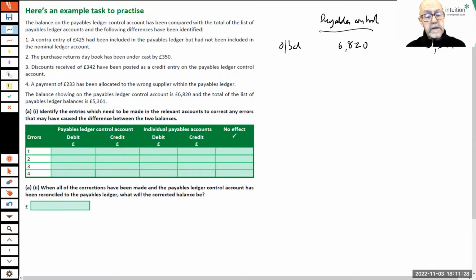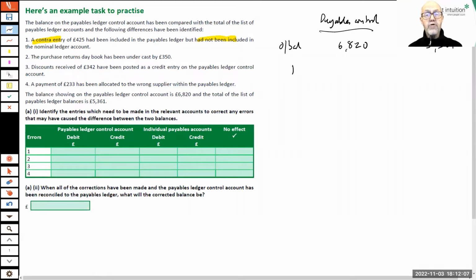Now I look at each of these. Item 1, a contra entry has been included in the payables ledger, that's the supplier list, but has not been included in the nominal ledger account. So now you have to know that the payables control is in the nominal ledger, the main ledger, the general ledger. We give it a new name every 10 years, don't we? Used to be called a private ledger. So we need to know that that is in the nominal ledger. So what's missing, had not been included, is in our control account.